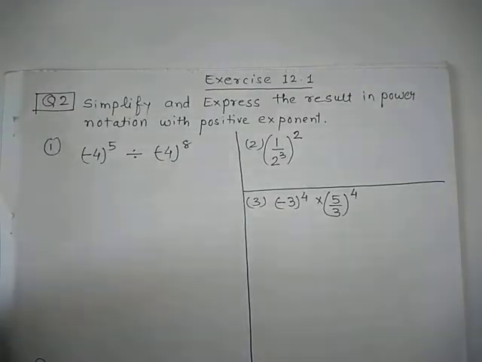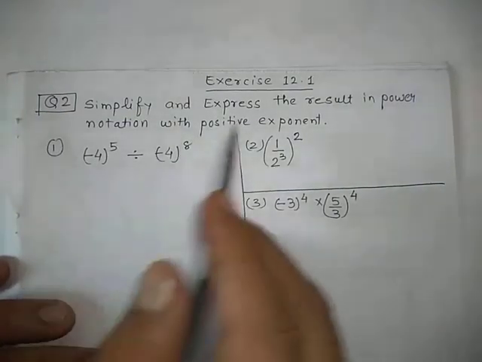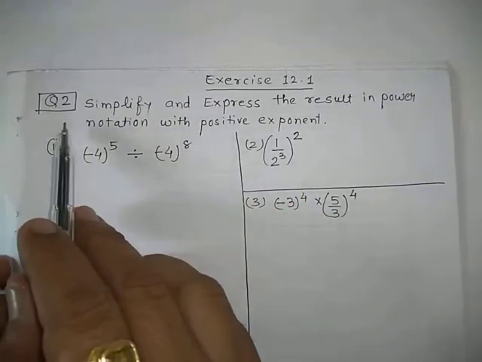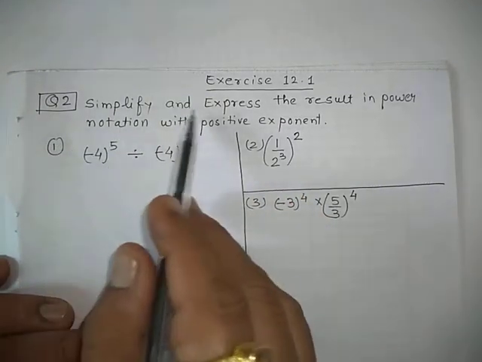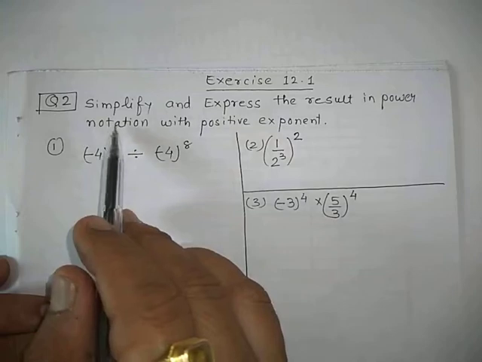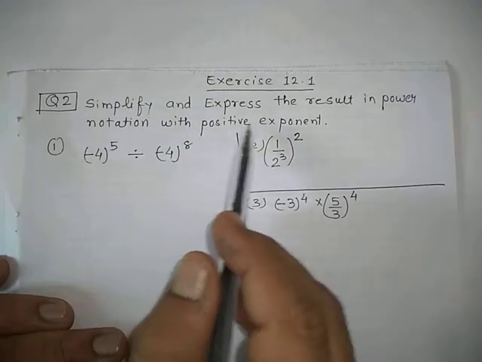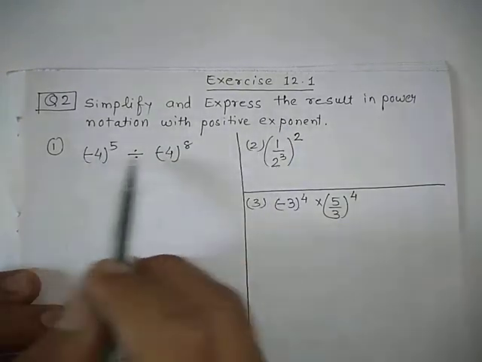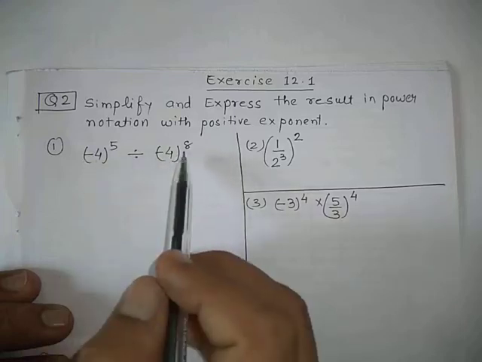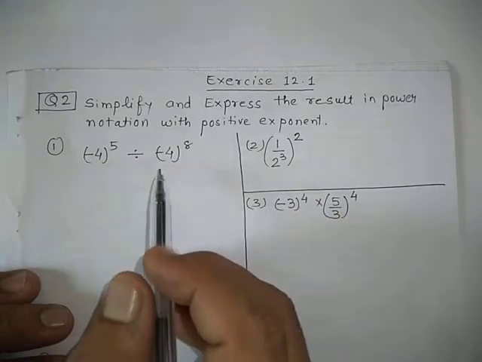Good morning, friends. So let's continue with our exercise 12.1, question number 2. Simplify and express the result in the power notation with positive exponent. Means if it is a negative power, then we want to make it a positive exponent.